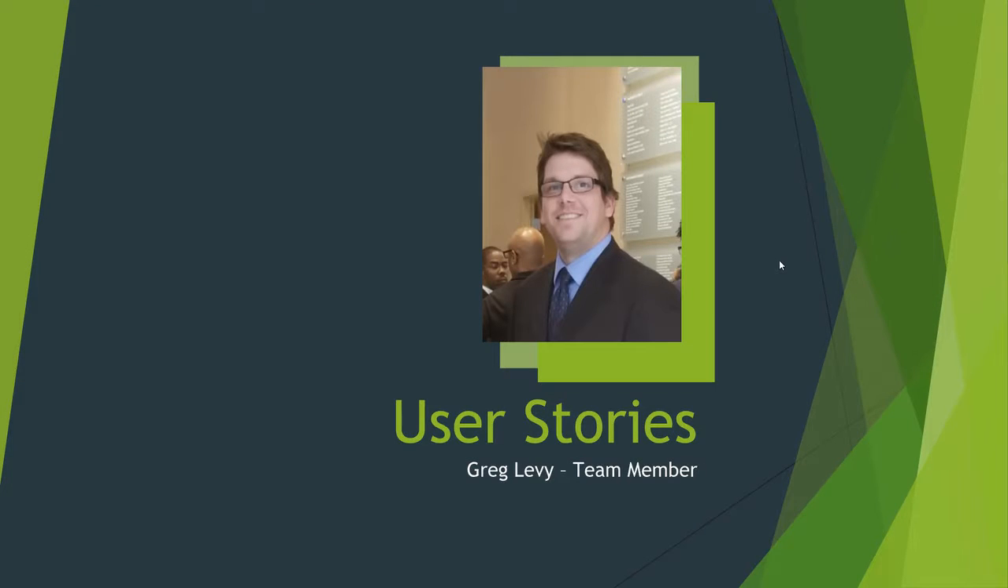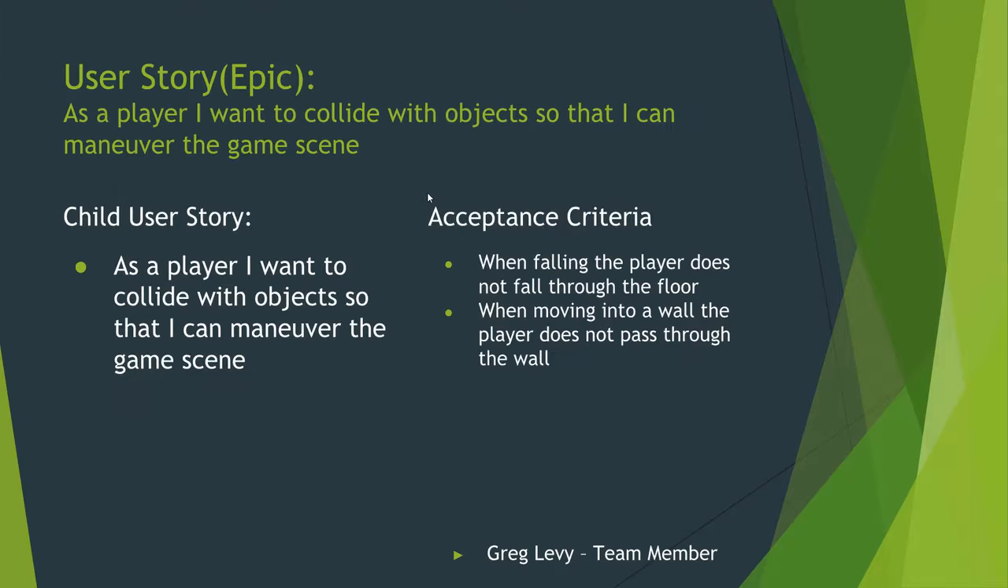Hello, my name is Greg Levy, and this is the demonstration following the conclusion of Sprint 2, where I'm going to go over my child user stories. So without further ado, as a player, I want to collide with objects so that I can maneuver the game scene. And our acceptance criteria here, when falling, the player does not fall through the floor, and when moving into a wall, the player does not pass through the wall.